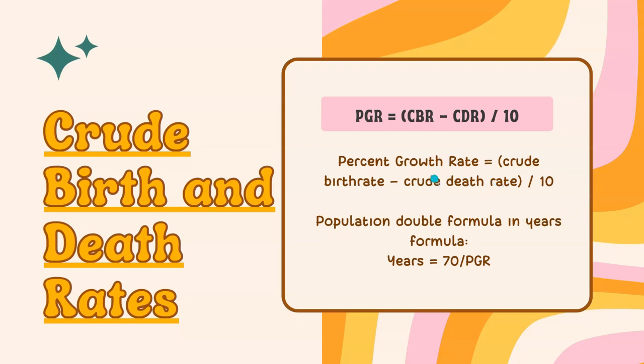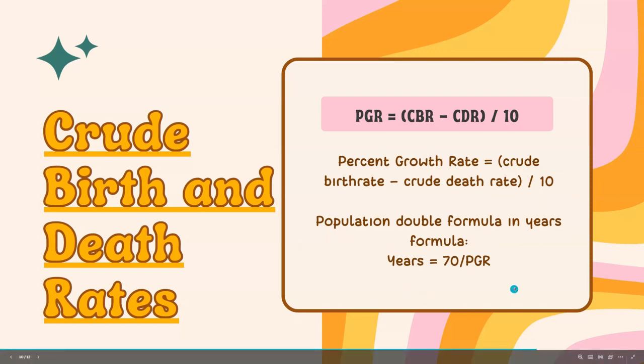So after you get that, let's say the birth rate is 50 and the death rate is 30. 20 divided by 10 is 2. To get the population doubling time, it's 70 divided by 2. In this case, it's 35. So it'll be 35 years until the population doubles.